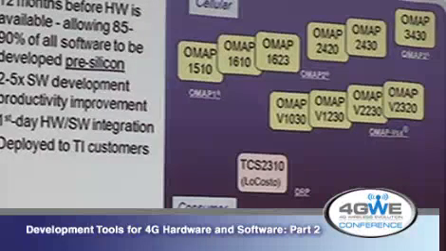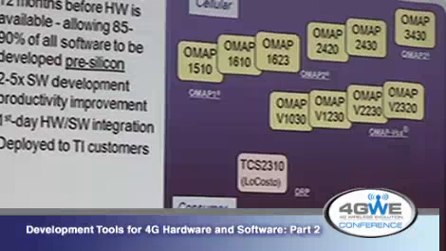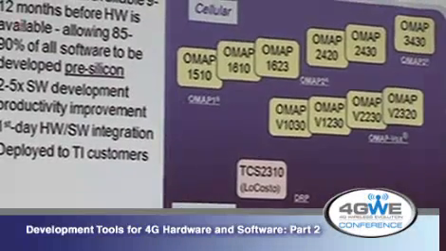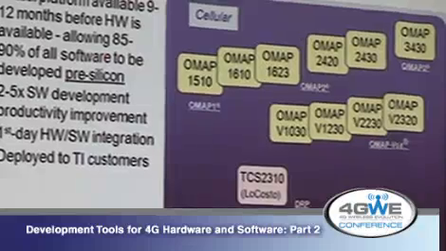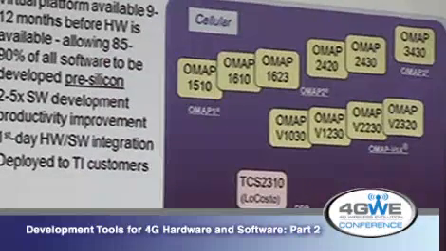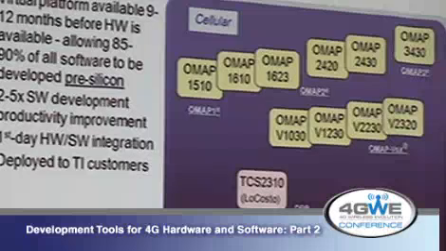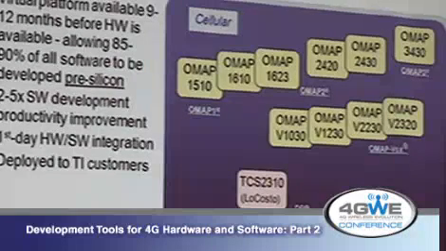All the OMAP platforms until 3430, and that's publicly announced, have been developed with these models, so the software developers could ramp up software development much earlier than normal, and they were available 12 months before hardware. So TI at the time developed 85 to 90% of their software pre-silicon. There's a nice quote here.